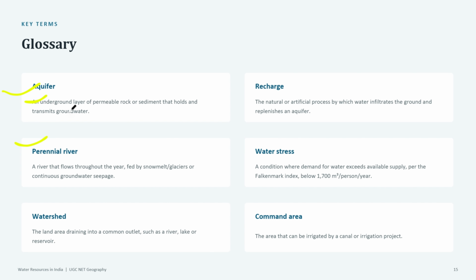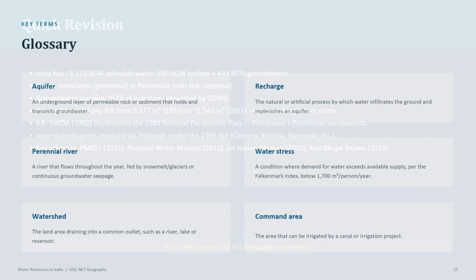Okay, aquifer, that means an underground layer of permeable rock or sediment that holds and transmits groundwater. Perennial river, a river that flows throughout the year, fed by snowmelt, glaciers or continuous groundwater seepage. Watershed, the land area draining into a common outlet such as a river, lake or reservoir. Recharge, the natural or artificial process by which water infiltrates the ground and replenishes an aquifer. Water stress, that means a condition where demand for water exceeds available supply, per the Falkenmark Index below 1700 cubic meters per person per year. Then command area, the area that can be irrigated by a canal or irrigation project.